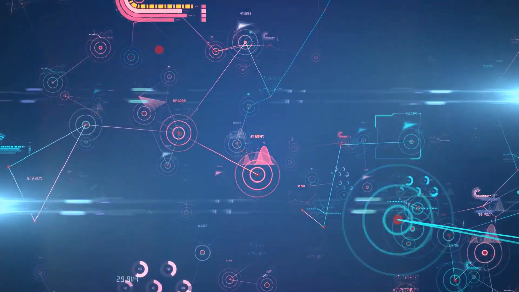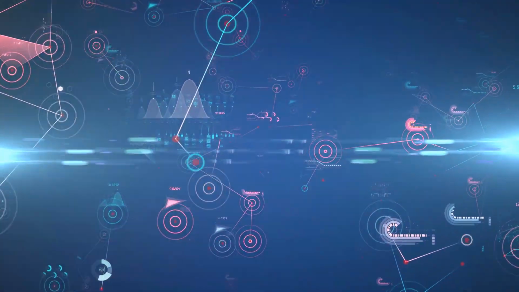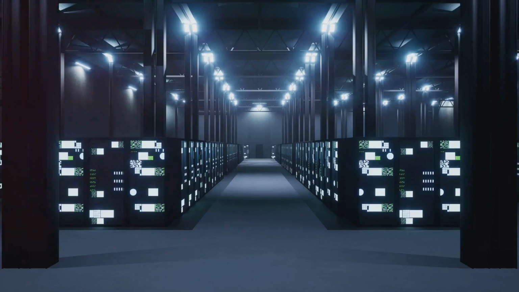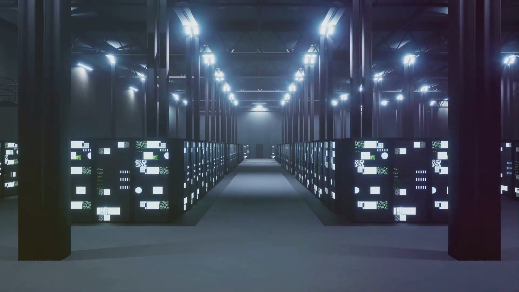The cleaned data is then transformed into a format that can be easily analyzed. This might involve converting the data into graphs, charts, or other visual formats that make it easy to spot trends and patterns. Finally, the accumulated data is stored in a data warehouse.